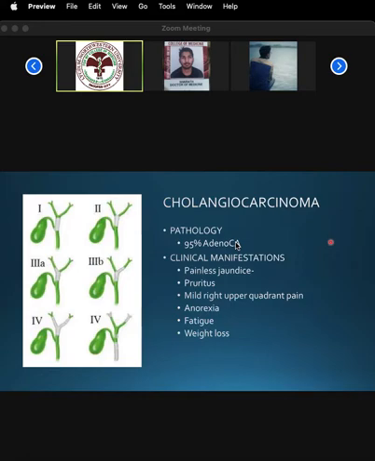Pathology, the common histologic type is your adenocarcinoma. 95% of these are adenocarcinomas. As their clinical manifestation, patients will present with painless jaundice, and this is the most common manifestation. They may present with pruritus, even kernicterus. They may present with right upper quadrant pain, anorexia, fatigue, and weight loss.